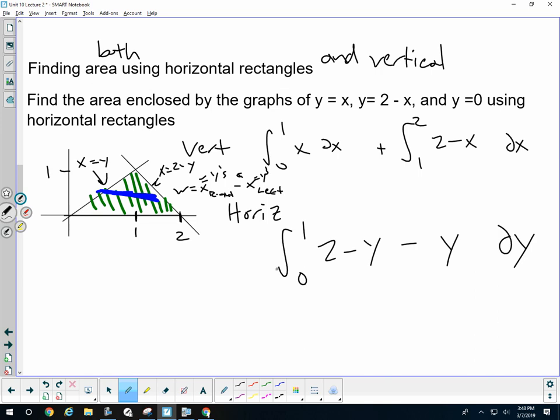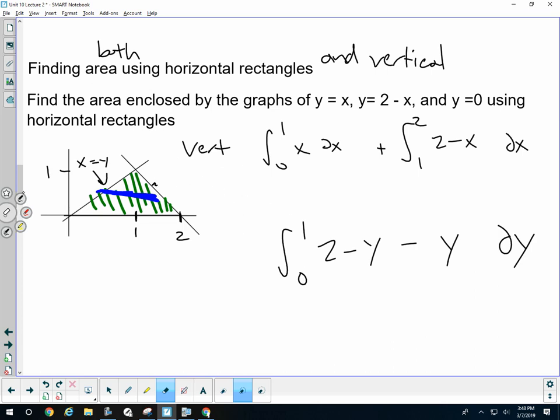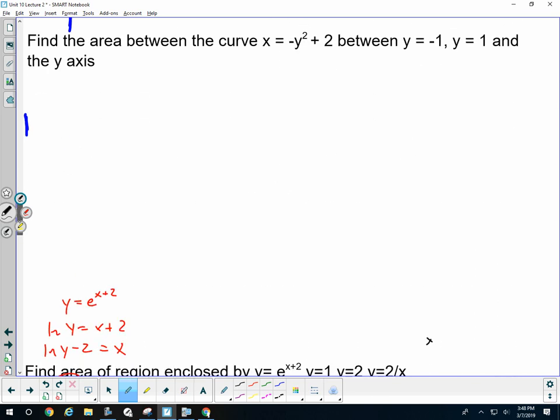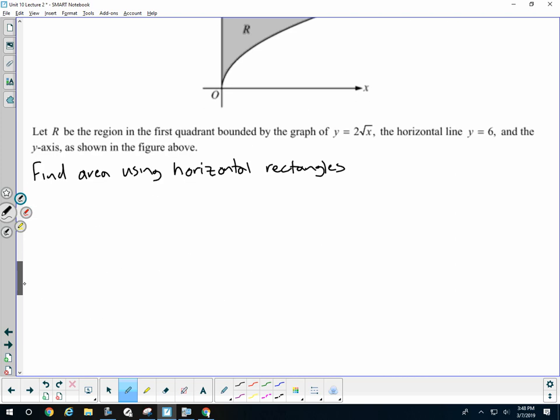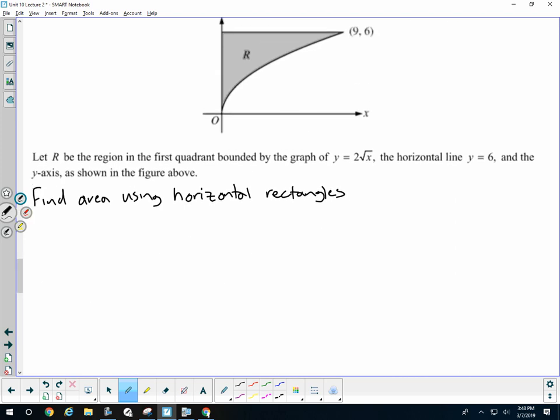Okay? Questions? What is important about this? Actually visualizing the rectangles and their summation. Not thinking globally, thinking locally. Okay, I'm going to skip this one, go to this one.